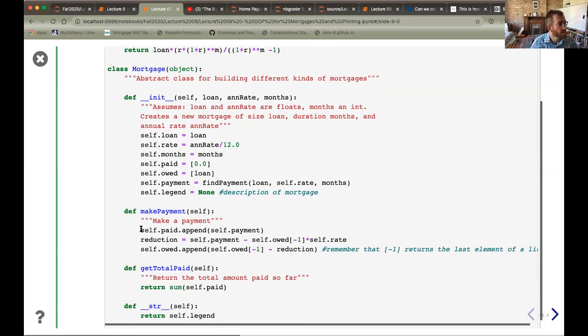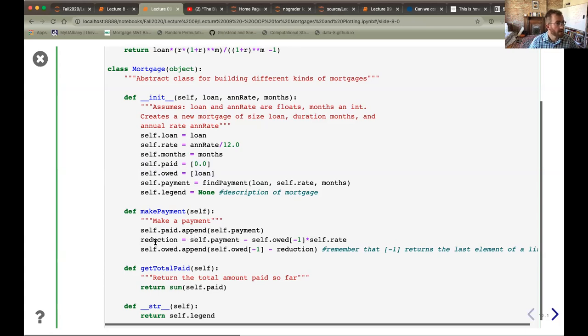So what that does, the inner workings, if you dive down into how this is implemented, is it takes our list of paid amounts and appends the amount we paid, which we're assuming is the amount set by this mortgage calculation we just did, what capital M is. That's our monthly payment.